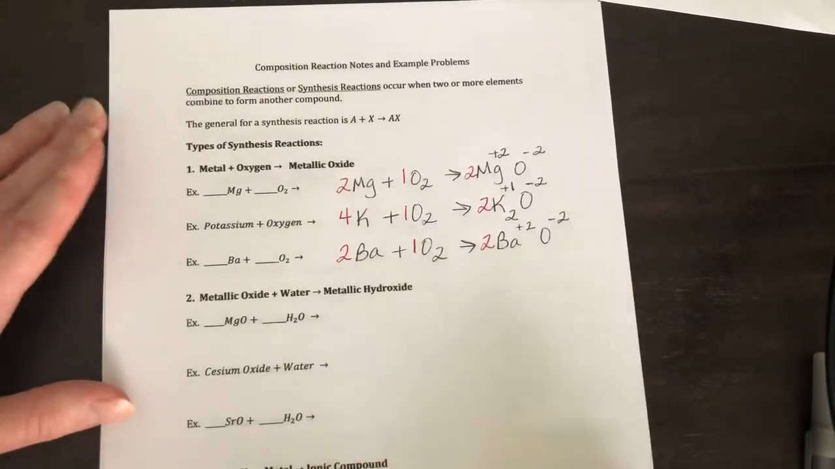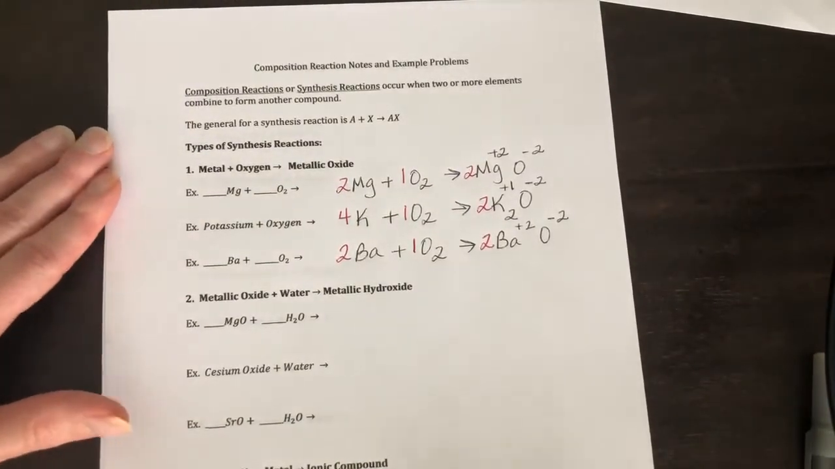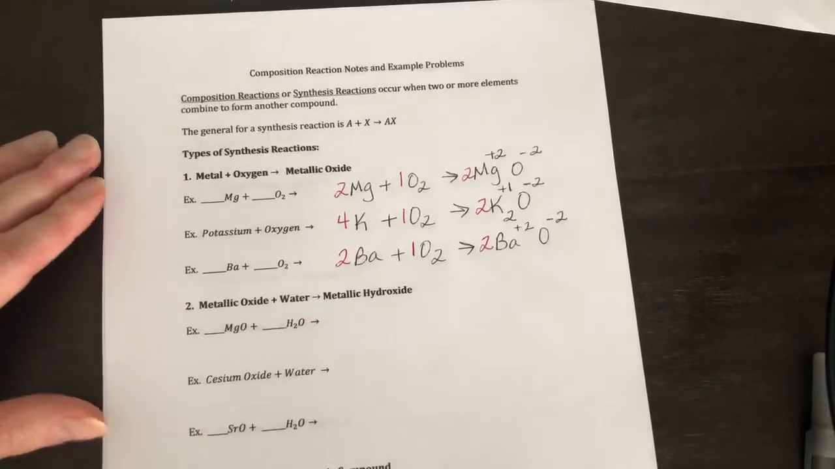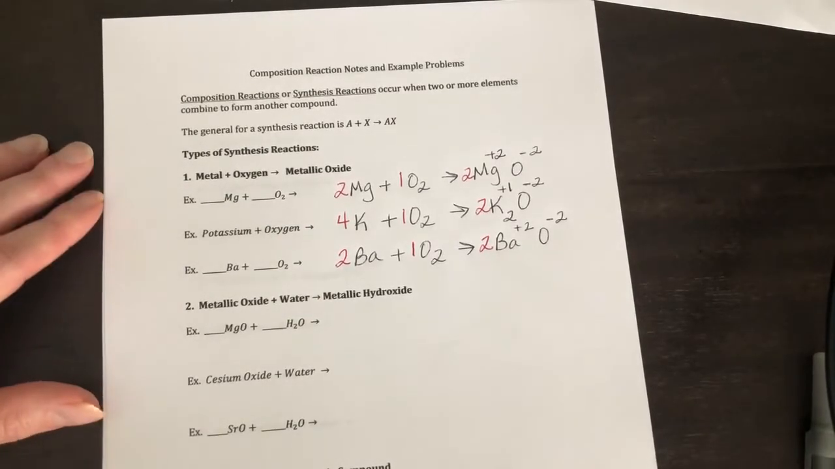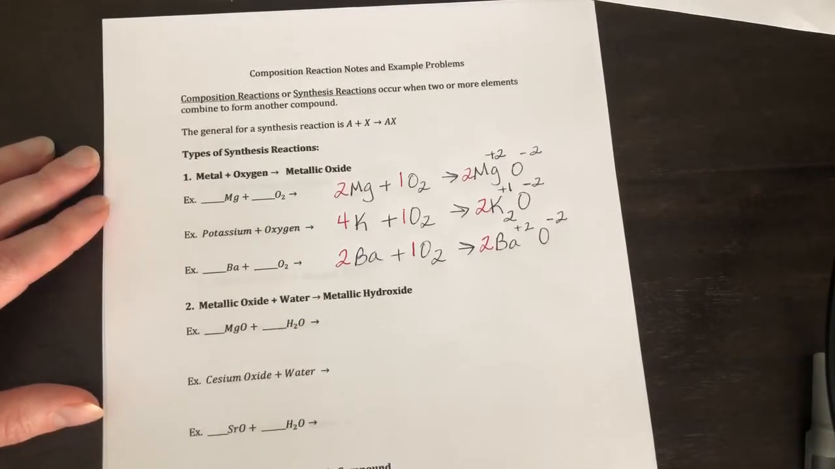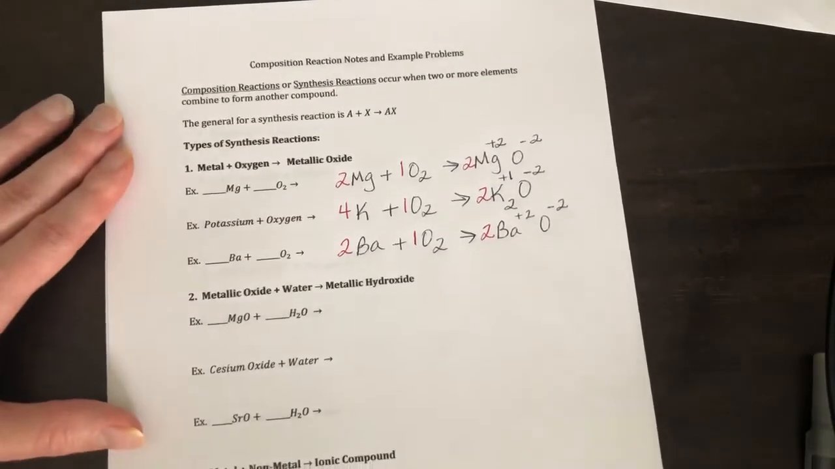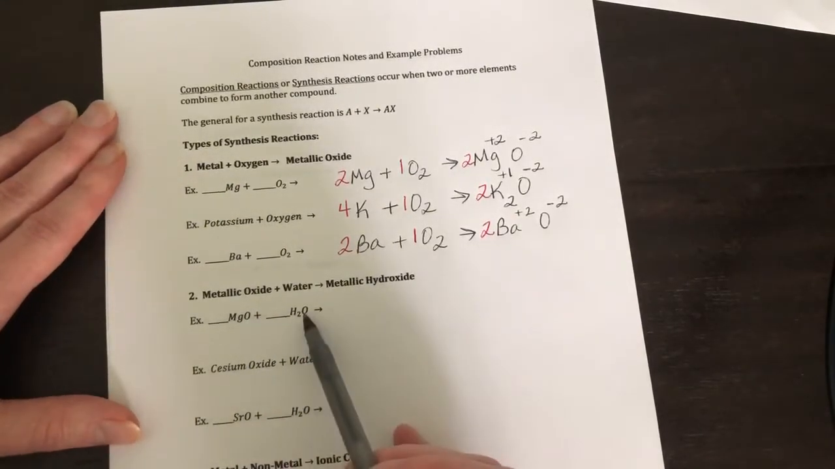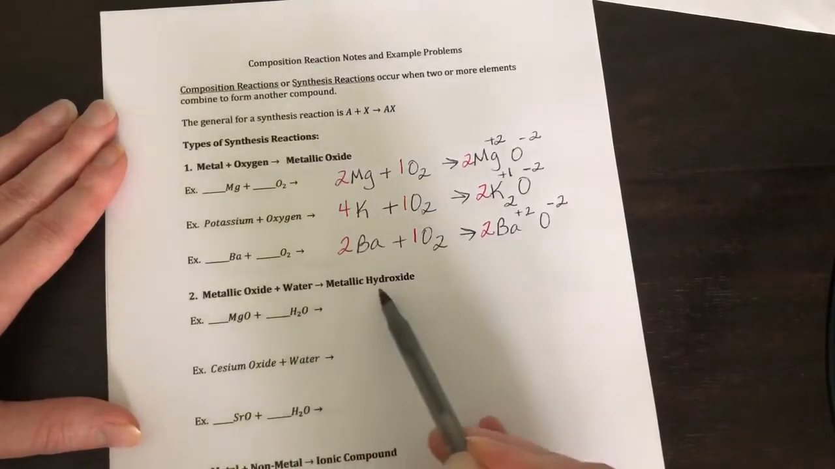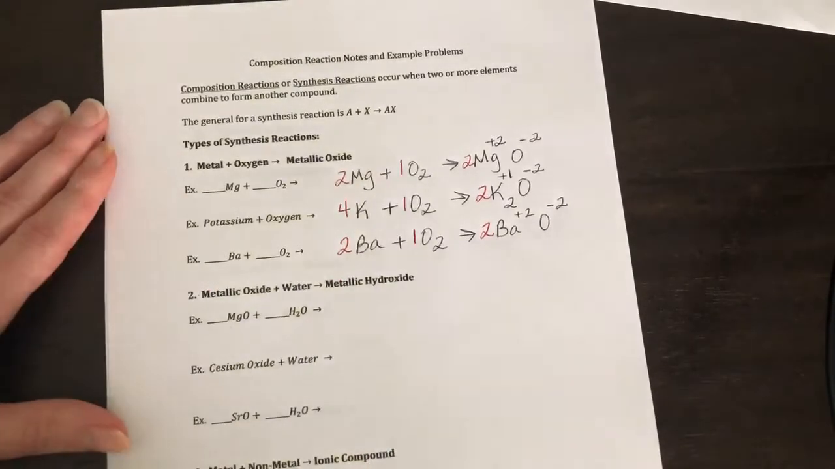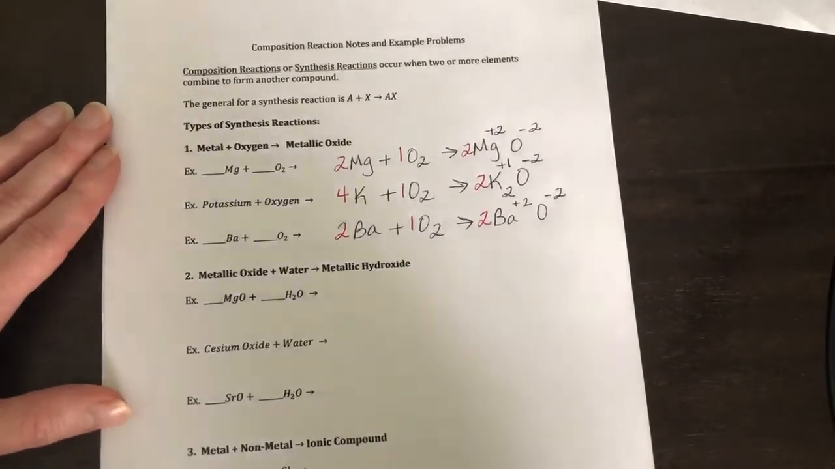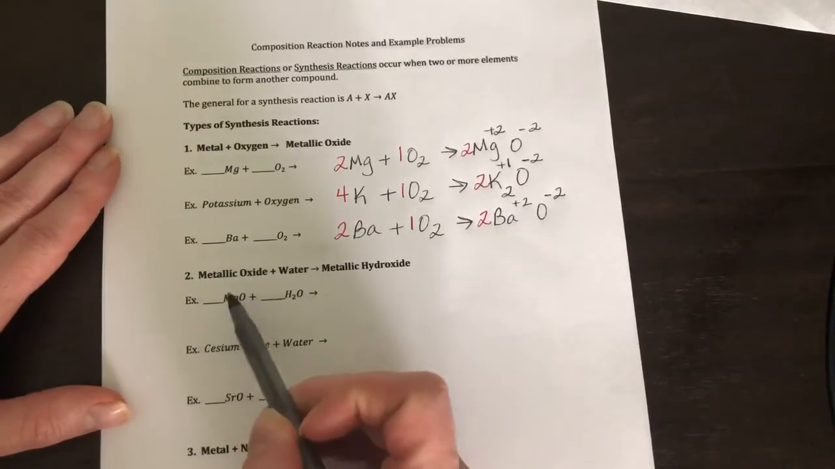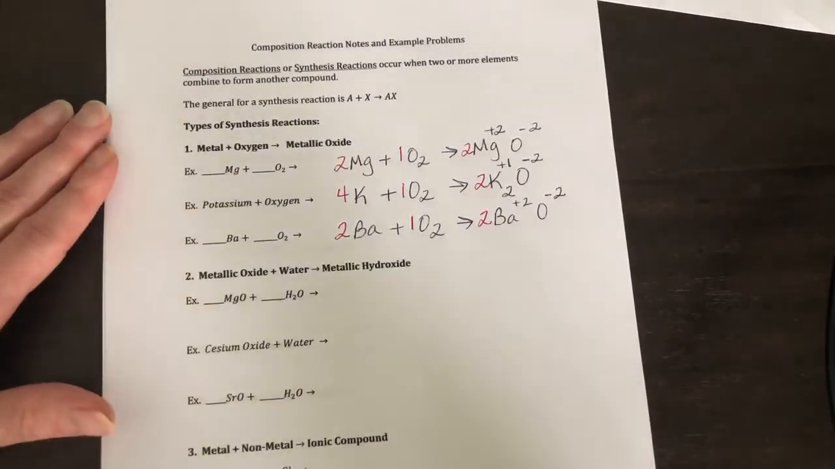So anytime you see a metal plus oxygen, it's always going to form a metallic oxide. Okay? Number 2, a metallic oxide plus water gives you a metallic hydroxide. So a metal and oxygen, a metallic oxide, plus water, we all know water's H2O, always gives us a metallic hydroxide. So a metallic hydroxide is whatever metal's in the first part, and hydroxide's OH.